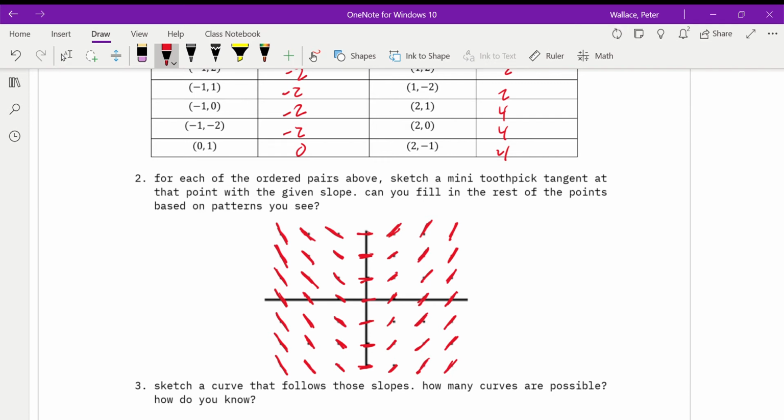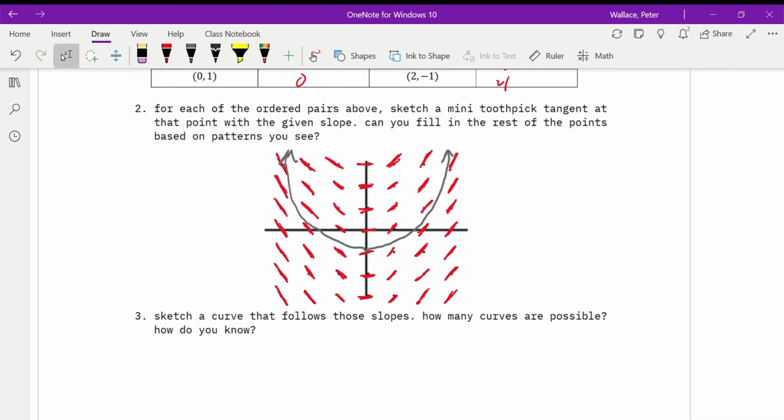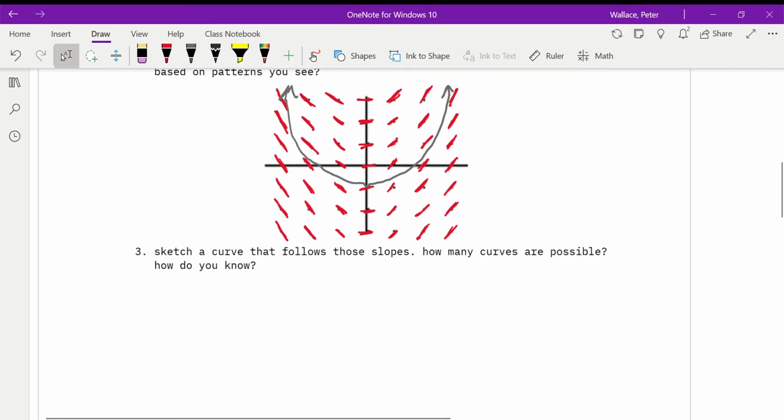And so all this is representing is kind of our potential options. We need to follow the directions of our toothpick tangent to draw a curve. So I'm going to draw one that follows my toothpick tangent, that kind of obeys the rules of the road here. So I get something that looks like a parabola. And it says how many curves are possible here. Now it's an infinite number. And how do we know that? Because I can still follow our slope field here.